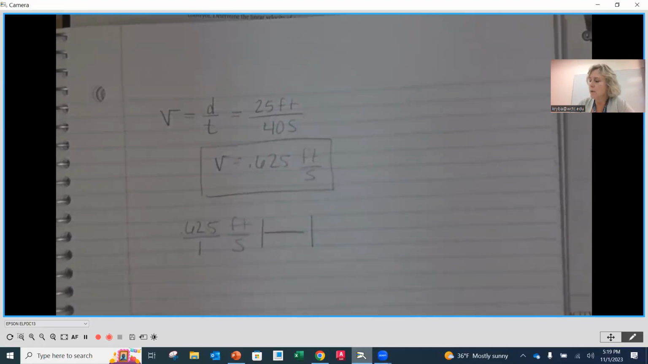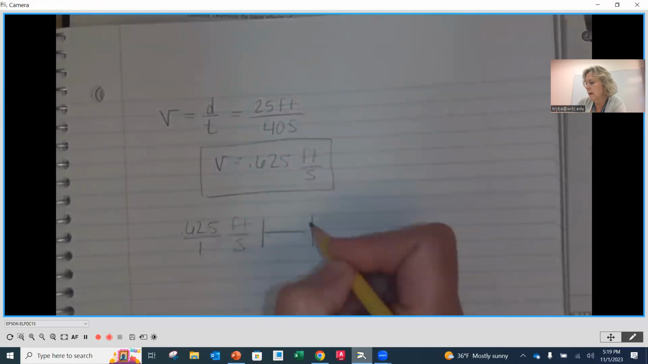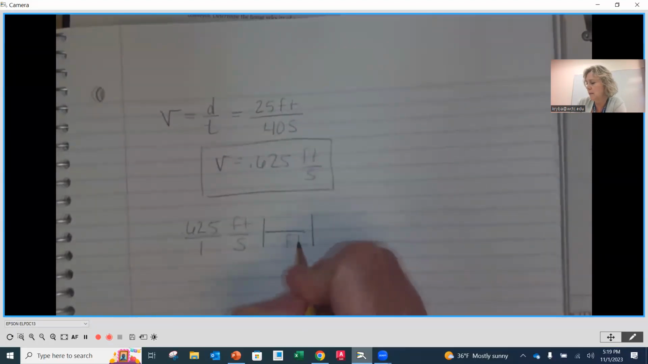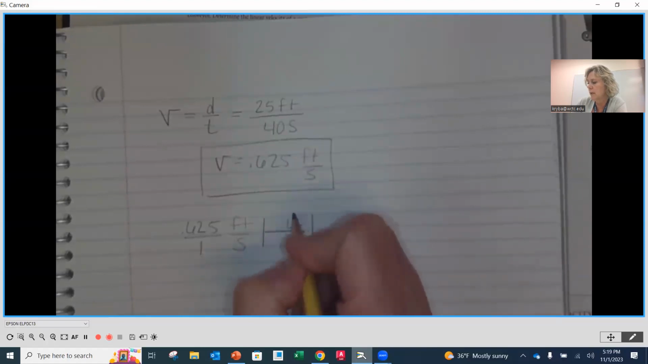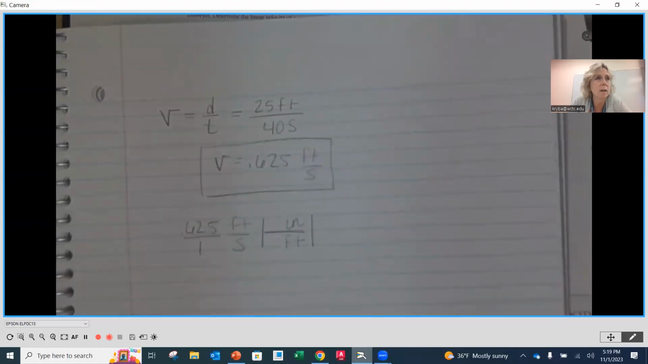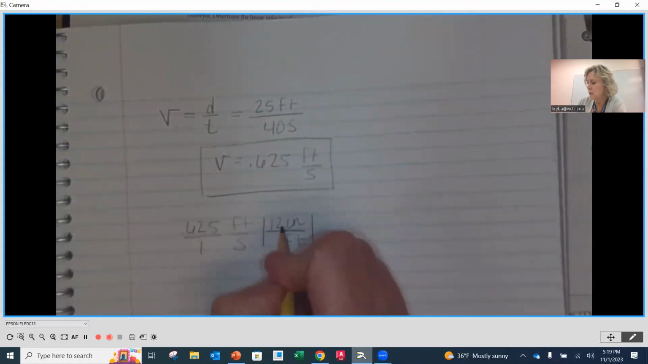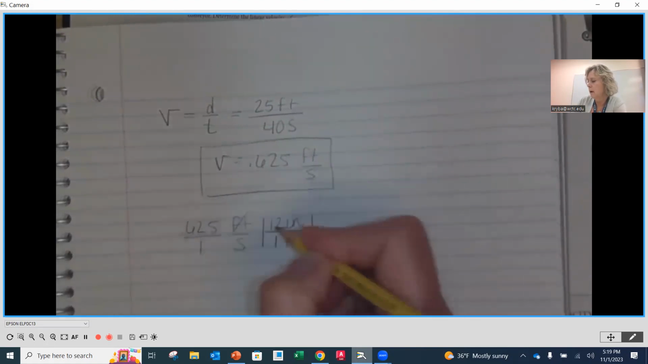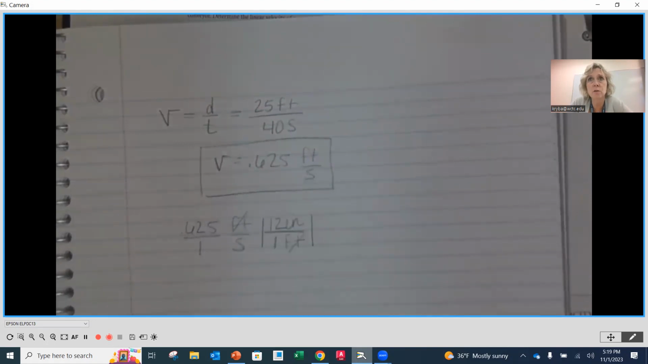Now as I go across, in this part right here, I'm going to put my conversion. If feet is on top here, I'm going to put feet on the bottom, and I want to convert it to inches, so I'm going to put inches on top. I know that 12 inches is equal to 1 foot. Now when I multiply across the top and divide by the bottom, my feet are going to cancel out, so you would show those canceled out. What's not canceled out is the inches on top, and then it would be per second. And that's what I'm looking to convert to.